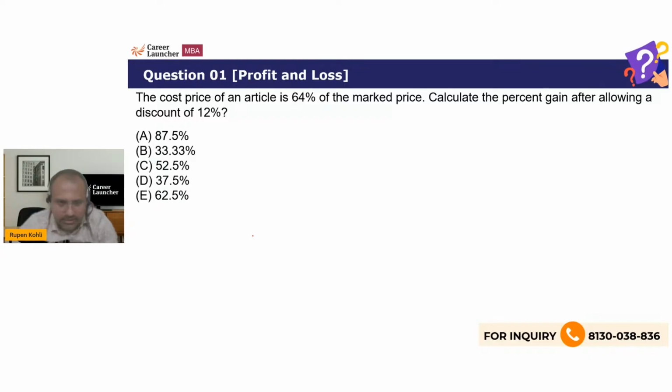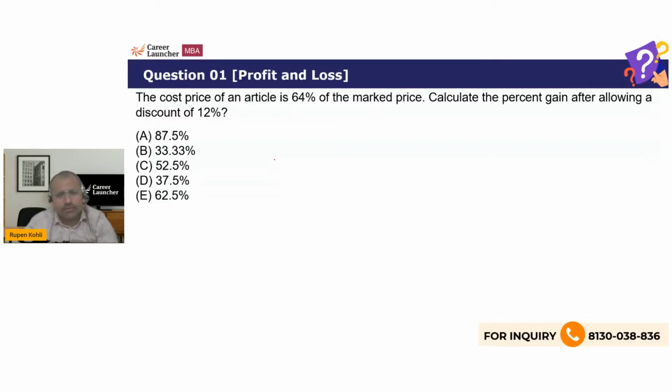All right, let's see. So the cost price of an article is 64% of the mark price. Calculate the percent gain after allowing a discount of 12%. So it's a question of markup and discount. Now there's a slight bit of a twist, right? First of all, we don't see any numbers. Like mostly we are given some monetary values, right? So we always assume something.